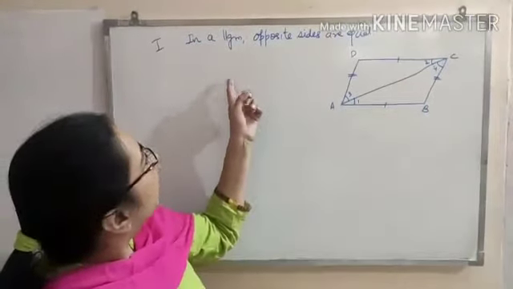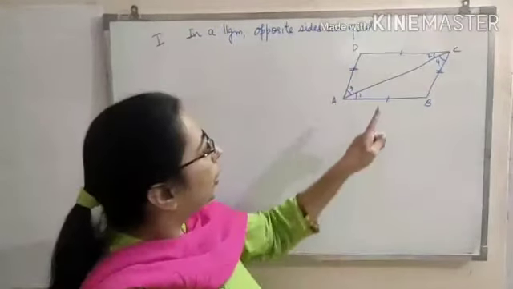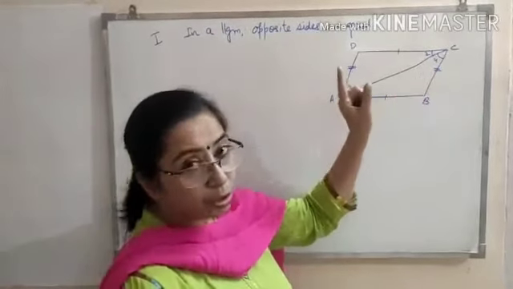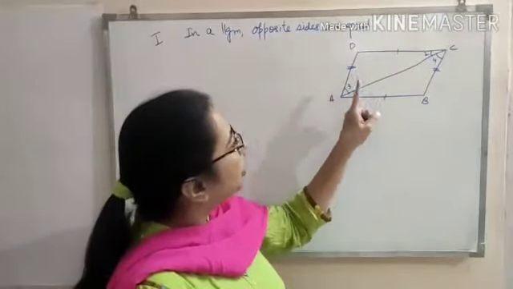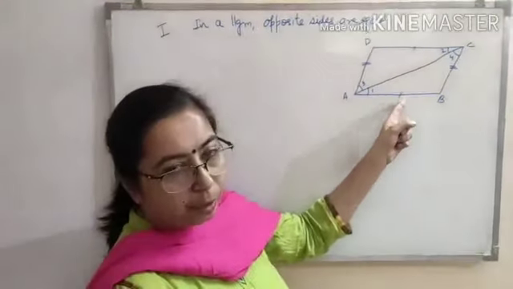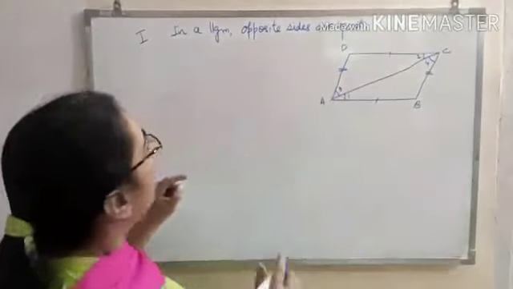Now the first property, in a parallelogram opposite sides are equal. You have to show that AB is equal to CD and AD is equal to BC. This is not given to you. You have to show it. And what are you given? You are given ABCD is a parallelogram. Parallelogram means opposite sides are parallel. So we will use that concept.